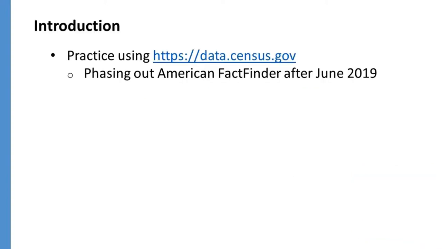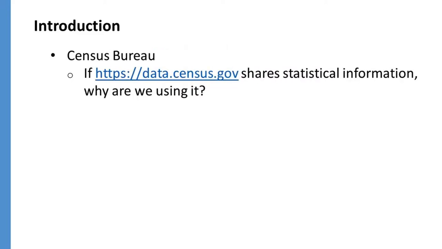In this video, we're going to practice using data.census.gov, as the U.S. Census Bureau is phasing out American FactFinder after June 2019. Data.census.gov is a powerful tool that allows visitors to search for statistical information and sometimes find aggregate data on a variety of topics.